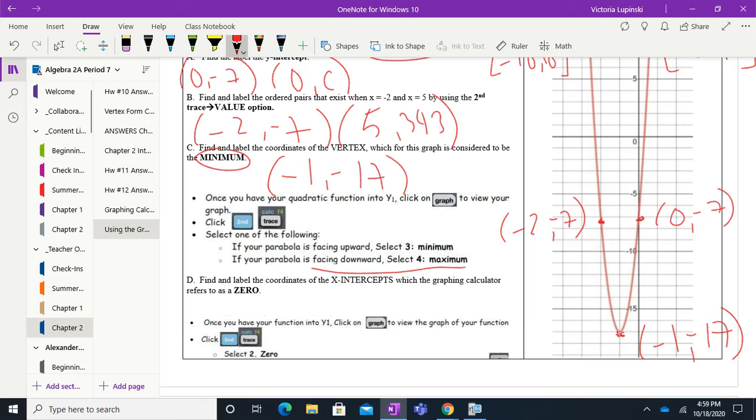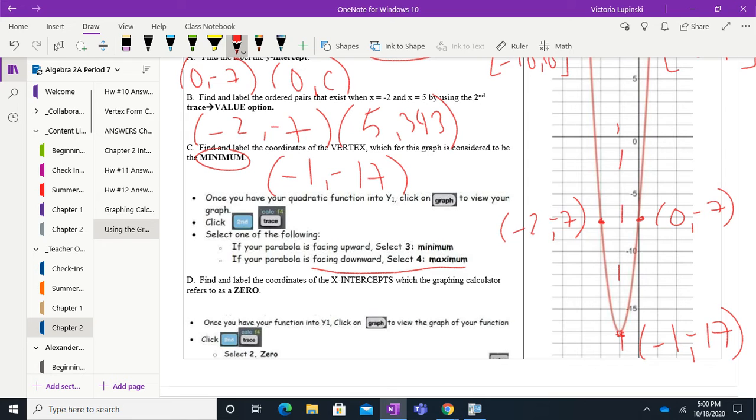And then notice that those 2 points that I had found previously, 0, negative 7, and 2, negative 7, that's the y-intercept, and then the reflection point on the other side. Remember, of course, that if I was to draw in the axis of symmetry, that would be the vertical line that goes right through the vertex. So there should, of course, be mirror images on each side.